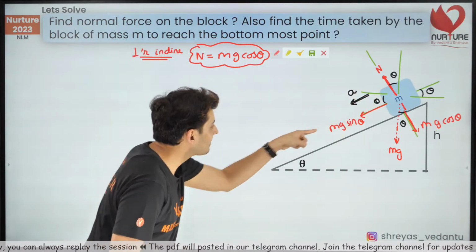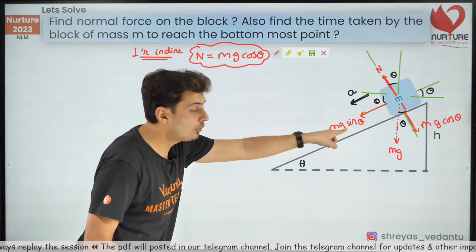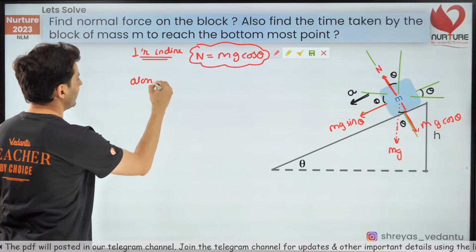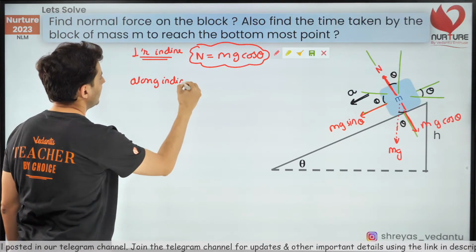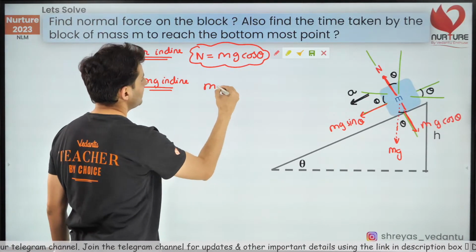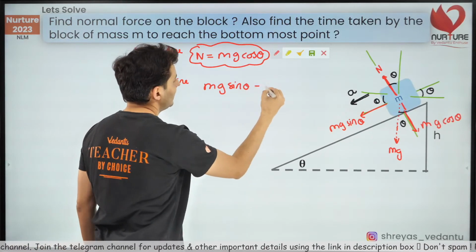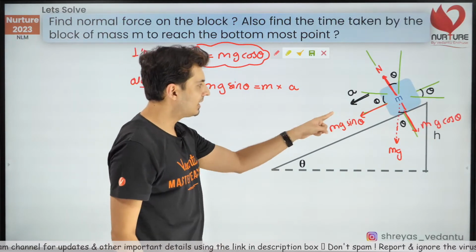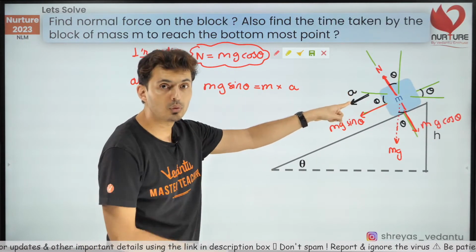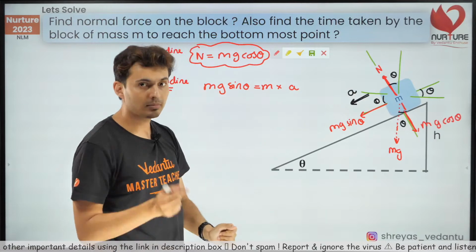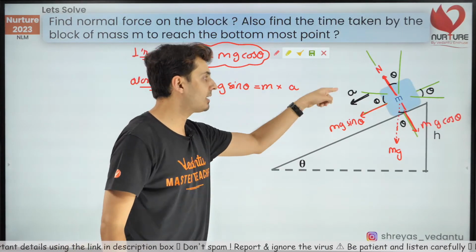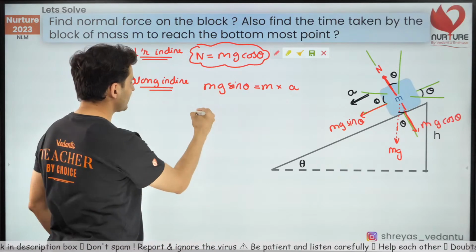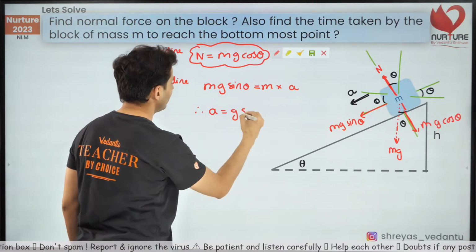Now, in this direction, the only force is mg sin theta. So, along the inclined plane, the only force is mg sin theta. That will be equal to mass into acceleration. Acceleration is not a force. It's just the effect of the force. So don't write mg sin theta plus ma. That's stupidity. Now, therefore, acceleration is g sin theta.